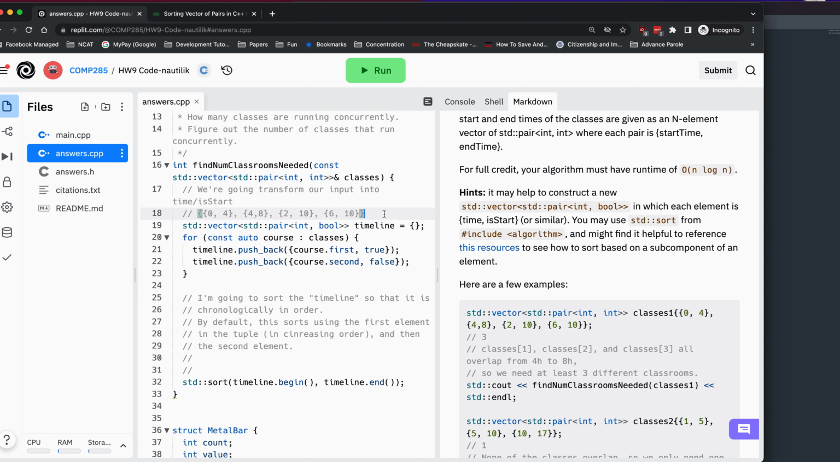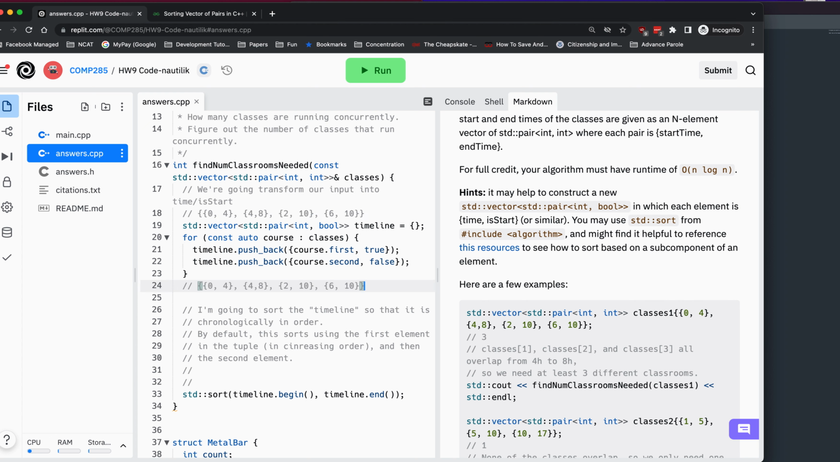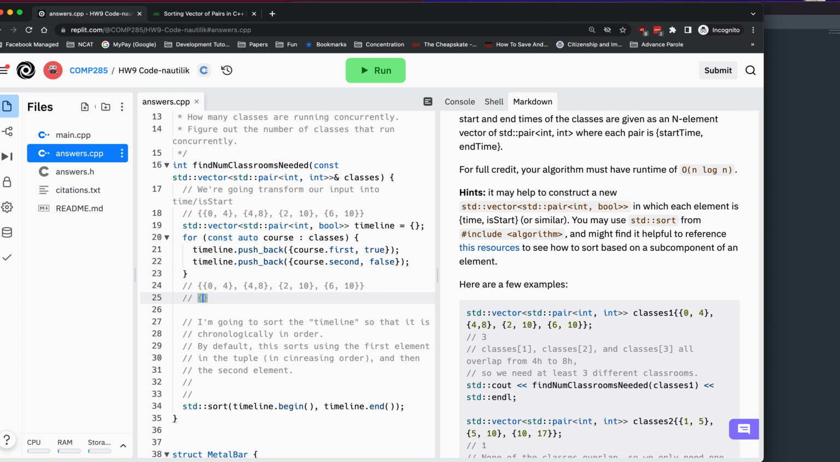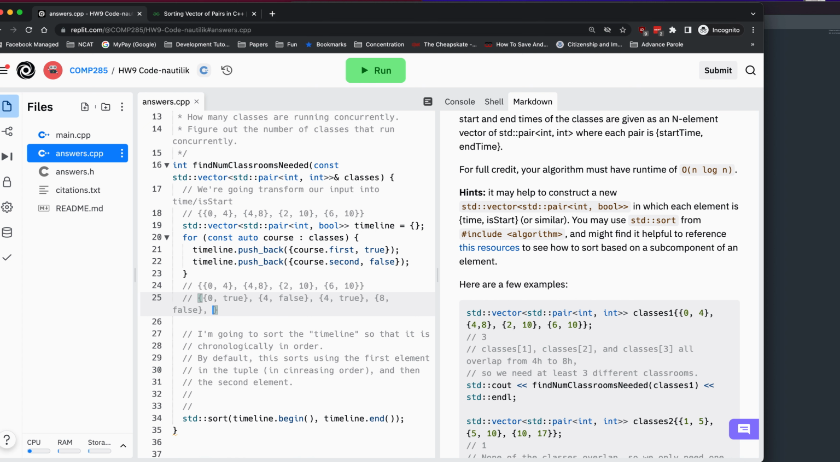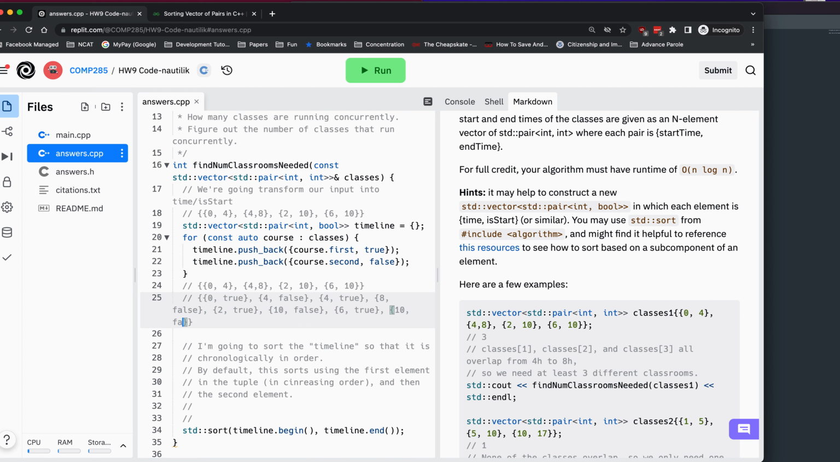Okay? So for our example here, this is what we started with, the classes. Once we're done with the for loop, our timeline is actually going to look like this. It's going to look like 0, true, 4, false, 4, true, 8, false, 2, true, 10, false, 6, true, 10, false. Okay, so this is what our timeline looks like, because for each of these elements we created 2 tuples, one which is true, one which is false.